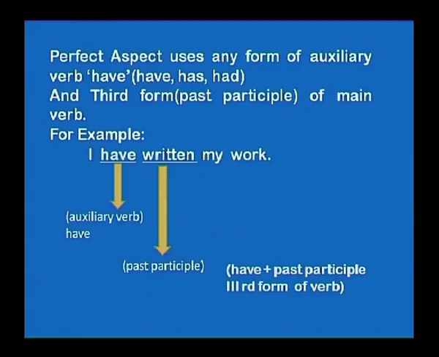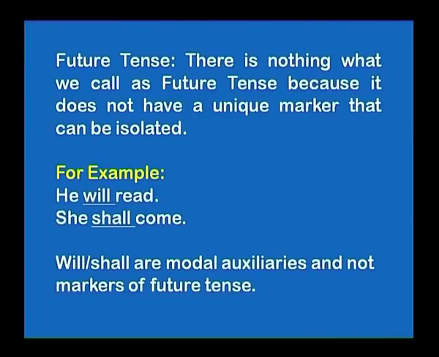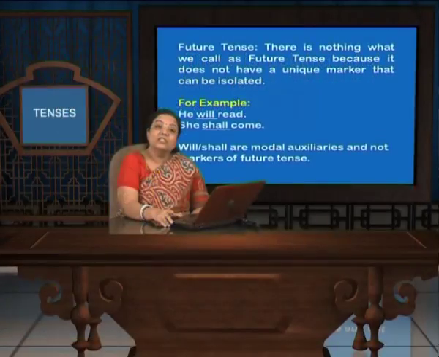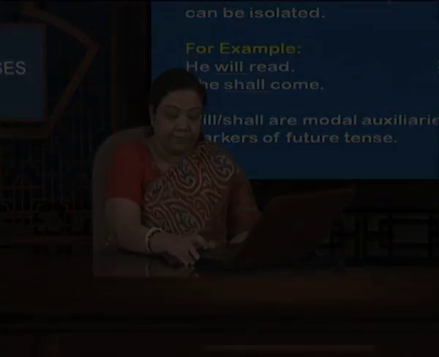You must have heard people talking about future tense, but strange enough you should know that there is nothing that we call future tense, because it does not have a unique marker that can be isolated. For example, he will read, she shall come. Will and shall both are modal auxiliaries and not the markers of future tense as people commonly use them. We do not have any such marker for future tense here.